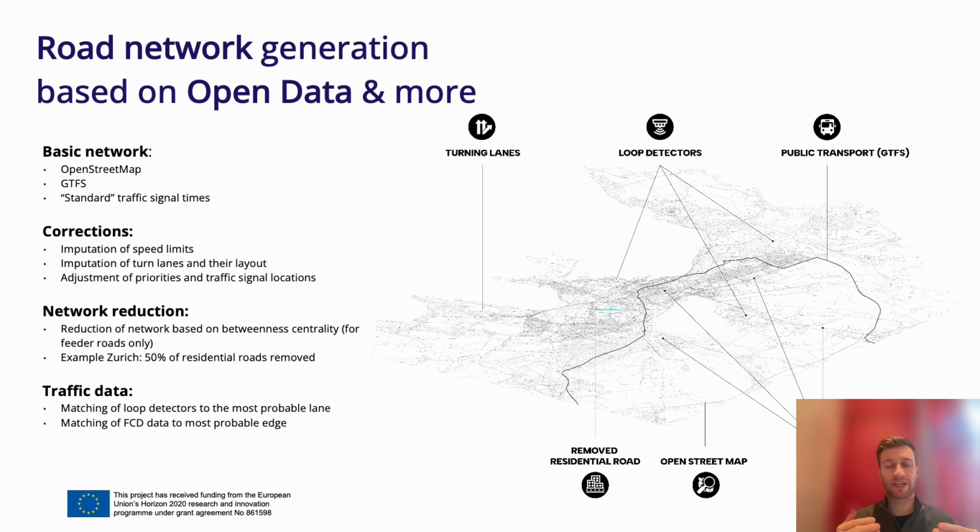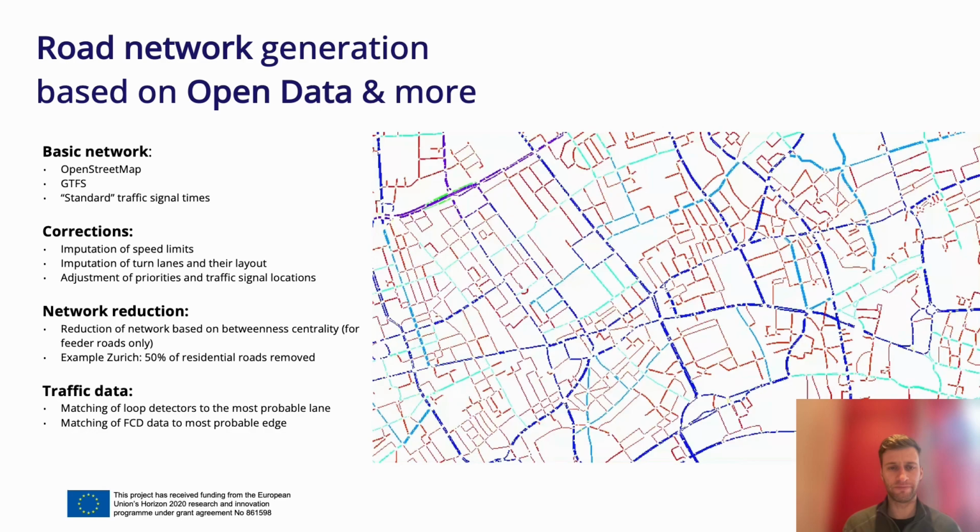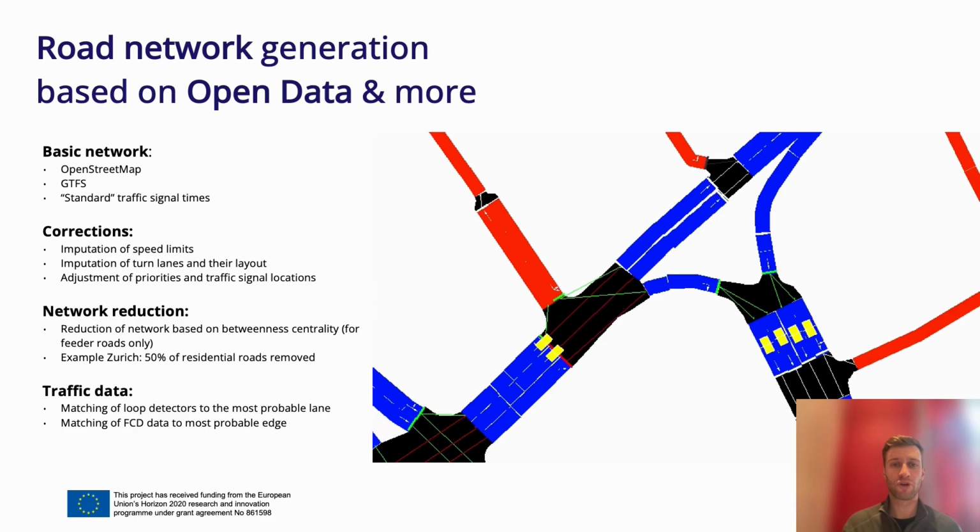This is, for example, an illustration of the model that we generated for the city of London. And you see it's fairly large. You then go into the details and you see that every single loop detector here, for example, these rectangles at the end, are actually matched to the network. So you see all the details, and you also see the traffic signals in the network.